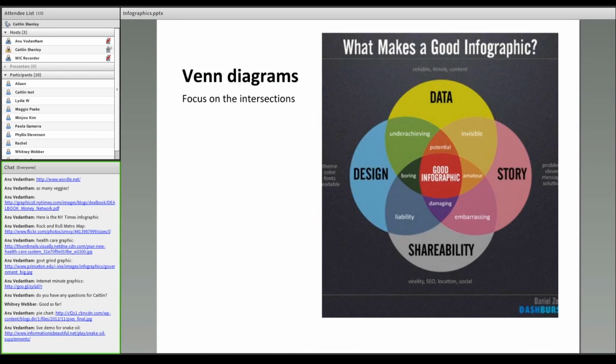Venn diagrams, to show a graphic that we've already looked at. If you're trying to illustrate that the important elements of your data are the intersections between different things, this can be a really simple, really powerful way to represent that using a Venn diagram. Pretty simple one.